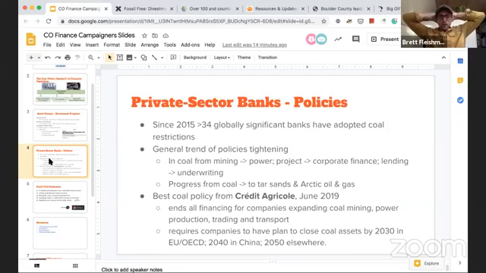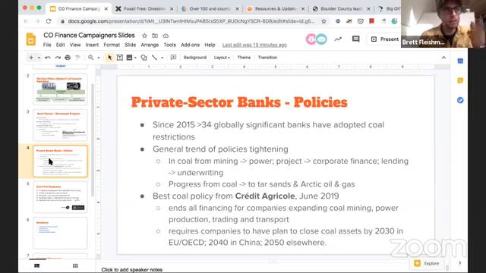Since 2015, more than 34 globally significant banks have adopted at least coal restrictions. And the way that we're looking at how banks are moving money to fossil fuels is either company loans or project loans. Company loans are much more prevalent these days than project loans. And we're working to push policies up a ladder, I guess we could say, from coal mining to coal power and projects to corporate finance, which is much more popular, and then from just loans and underwriting, and then from coal often to tar sands and Arctic oil and gas to all fossil fuels.